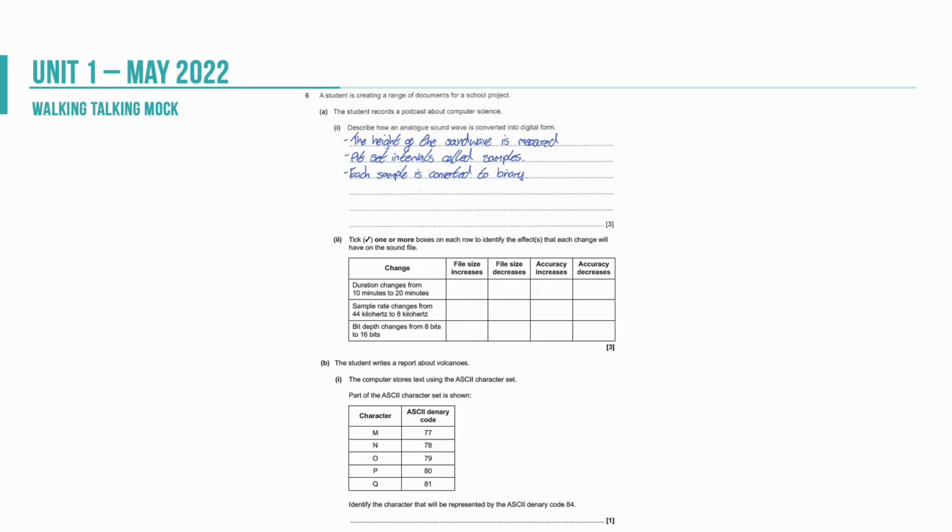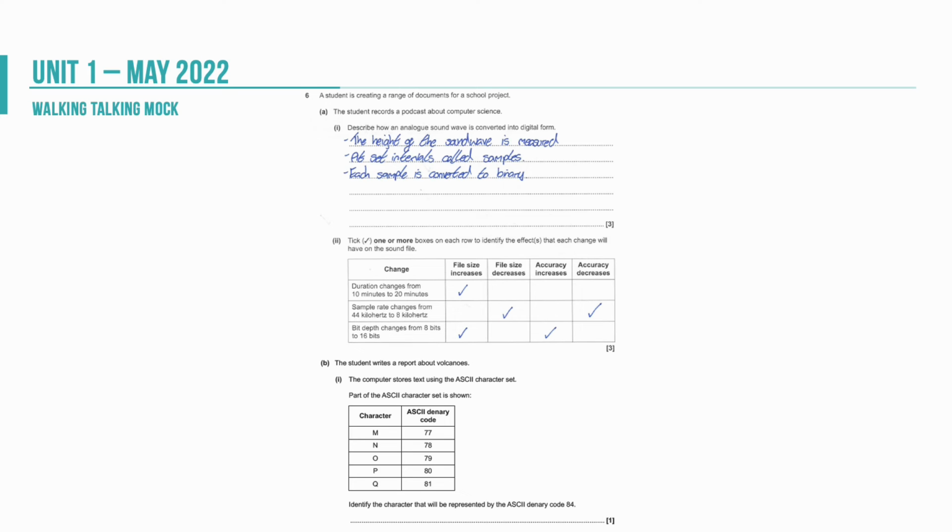It then says tick 1 or more boxes. So again, really key, we read the question. 1 or more is highlighted in bold, to identify the effect that each change will have on the sound file. So the file size increases when we increase our duration, the accuracy decreases with the sample rate, and then the bit depth is going to be 2 of those things as well. Okay, so in each case we're thinking about accuracy, but also the file size. So again, you've got a mark per row, but you only get the mark for the bottom 2 if you've got that row correct.